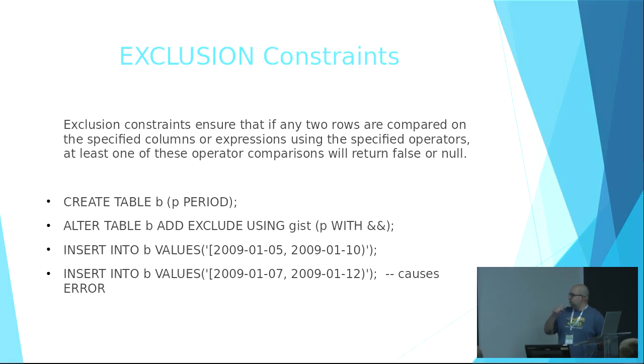Okay. For the exclusion constraint, you can see that we created the table with only a period column. The syntax for adding the exclusion constraint is alter table, add exclude using gist. Basically, what happens here is we've got the period column, and if you add the exclusion constraint, it has to have a gist index to be able to do the comparison between the different ranges you insert into the table.